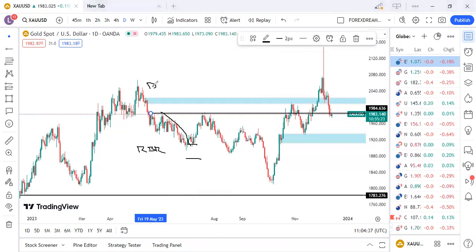Here we have a drop, base, drop. Here you have a rally, base, rally. The drop-base-drop is for sell. The rally-base-rally is for buy.